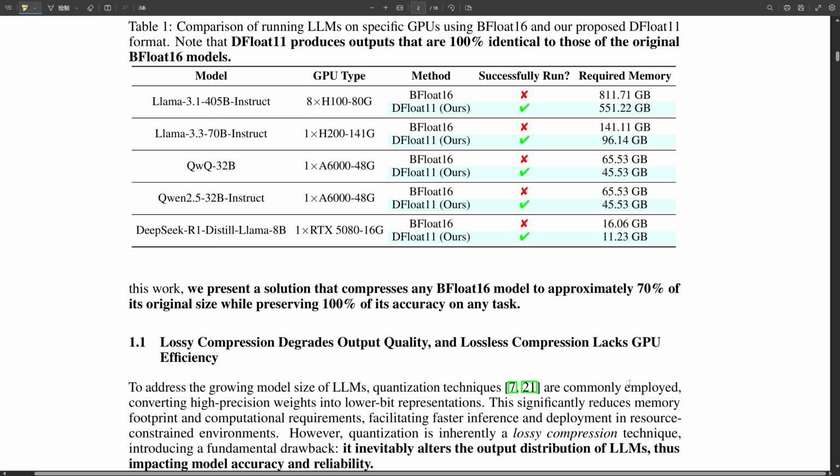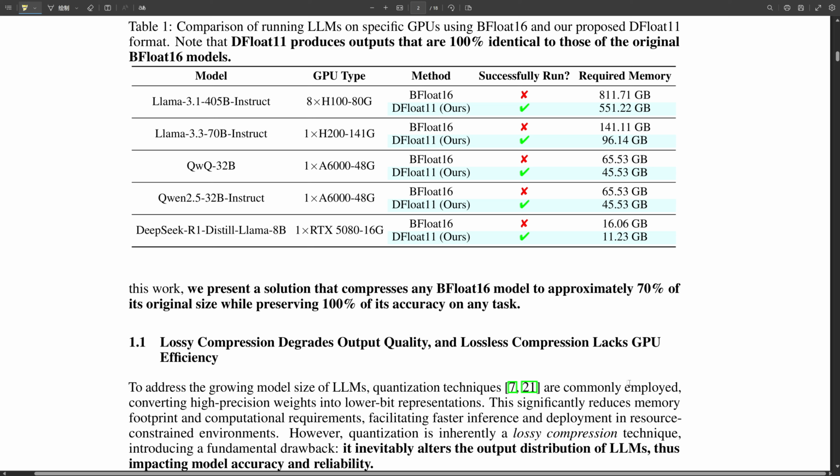So DFloat11 is aiming for something different here, a new angle. Exactly. It's specifically designed to tackle that problem of running the compressed model efficiently on the GPU, and crucially, doing it without losing any performance compared to the original. That 100% accuracy claim is pretty bold. It really is. So how do they achieve that?